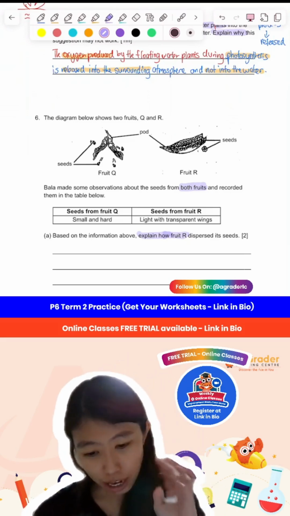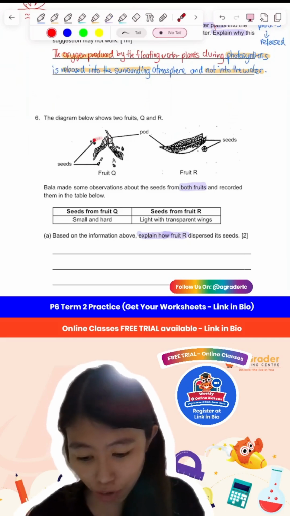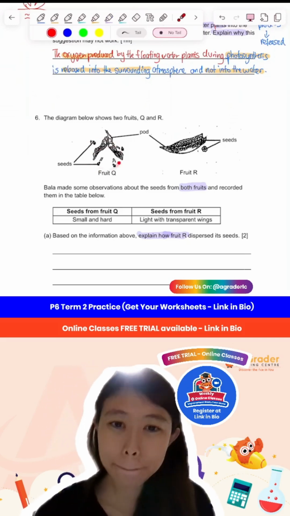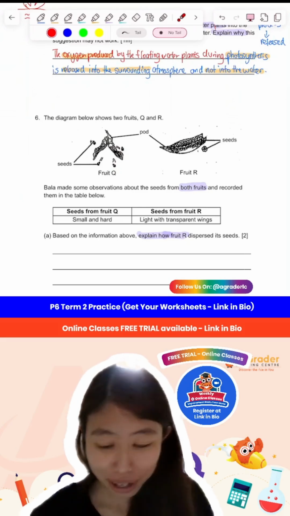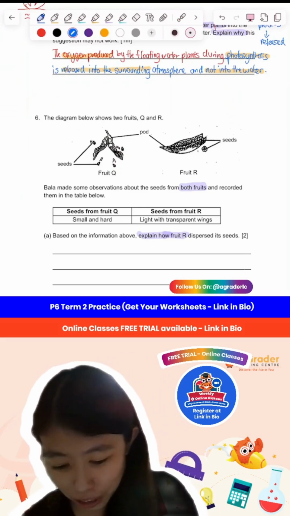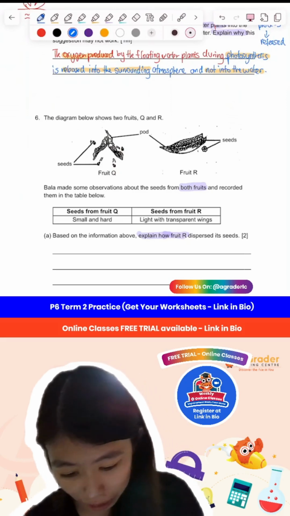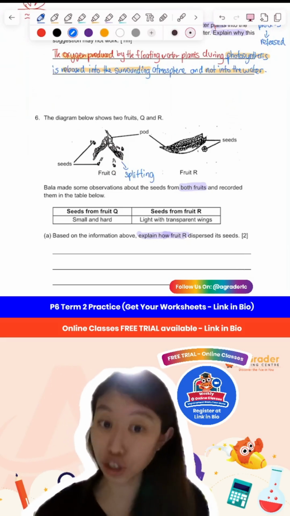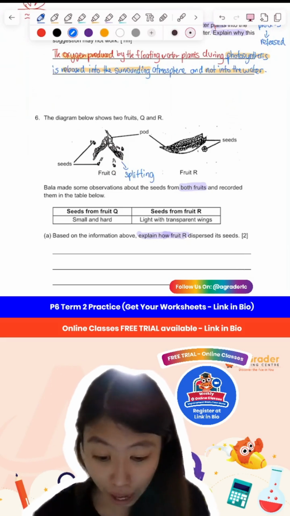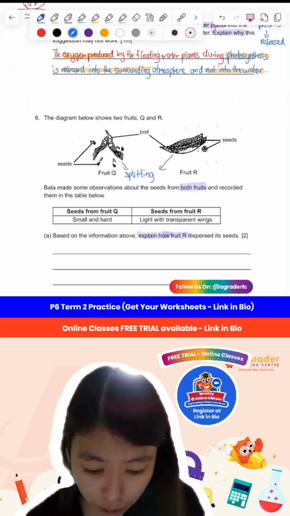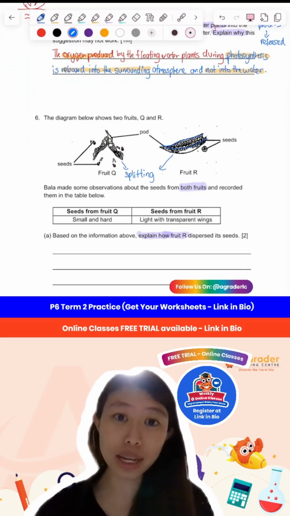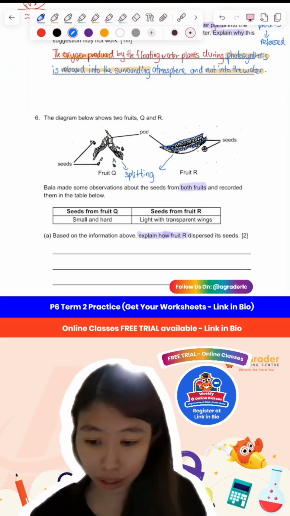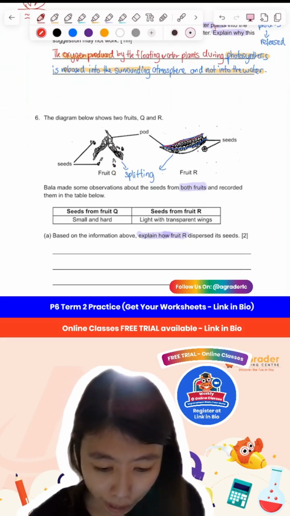Can you tell me first, based on what you can see for fruit Q, what method of dispersal? It was so fast, y'all. Yes, by splitting. Fruit R is actually by splitting also. How do you know that it's splitting? You see the lines of weakness, or lines of tension. Some schools say lines of tension, some schools say lines of weakness. These lines are the part where it splits open.